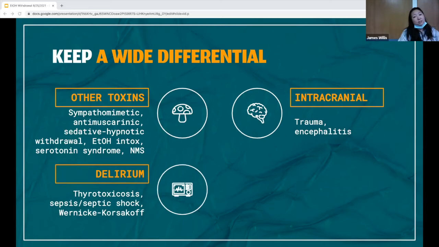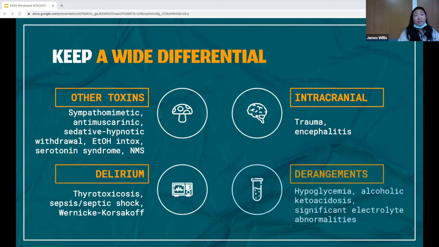And don't forget that these patients are prone to sometimes very significant electrolyte derangements like hypoglycemia, alcoholic ketoacidosis, severe hyponatremia, or other significant abnormalities and things like refeeding syndrome.